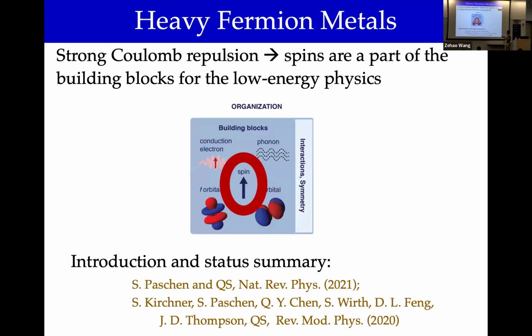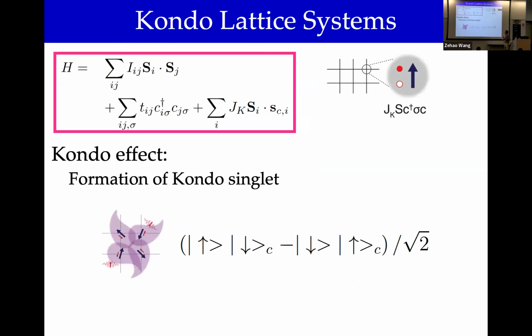As I mentioned, we want to use these effective degrees of freedom as the building blocks for low energy physics. One could use orbitals, but more often it's spins. These spins arise because the Coulomb interaction U reaches or exceeds the kinetic energy, the bandwidth. So in that case, spins are part of the building blocks for low energy physics. The canonical case is this type of problem.